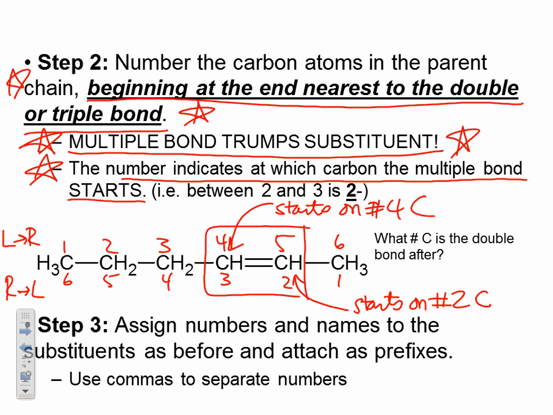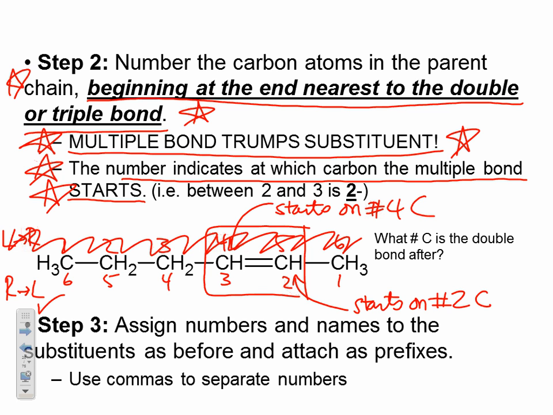We want the multiple bond to start on the lowest possible numbered carbon. So that's going to mean that left to right is wrong. And in this case, right to left is correct. So I'm going to number this chain right to left because it gives my double bond on the lowest numbered possible carbon. And I'm only going to use 1 number in my name. I'm not going to say that it's 2, 3 hexene. Instead, I'm simply going to give the number of the carbon that it starts at.